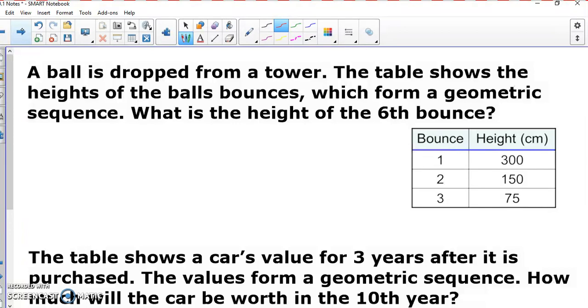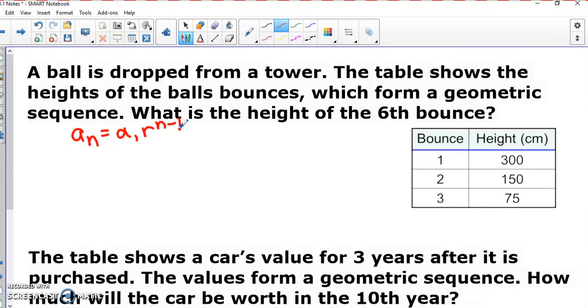Alright, and then we'll finish it up with a couple of story problems. So this first one says, a ball is dropped from a tower, and they give us this table that shows the height of the ball's bounces, which form a geometric sequence. So we are wanting to know what's the height of the sixth bounce. So we're going to use that same formula we were doing, so I'm just going to copy it down here so we have it.